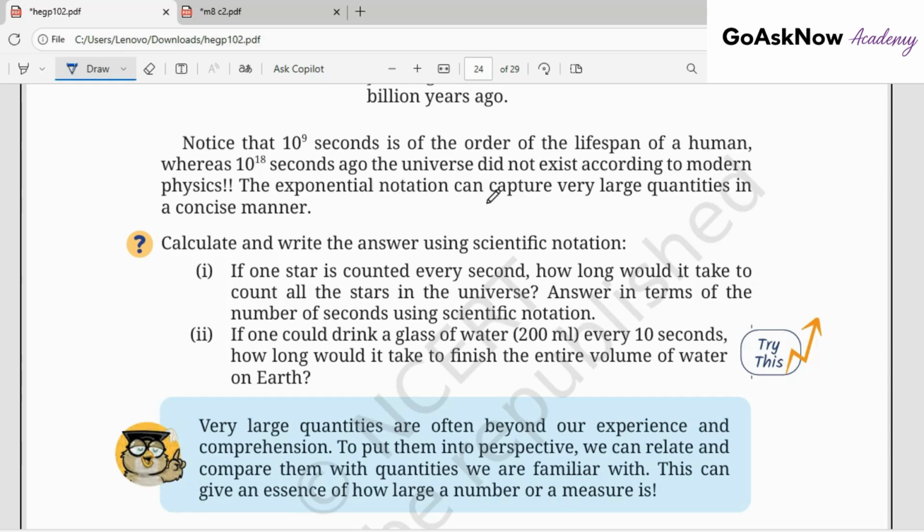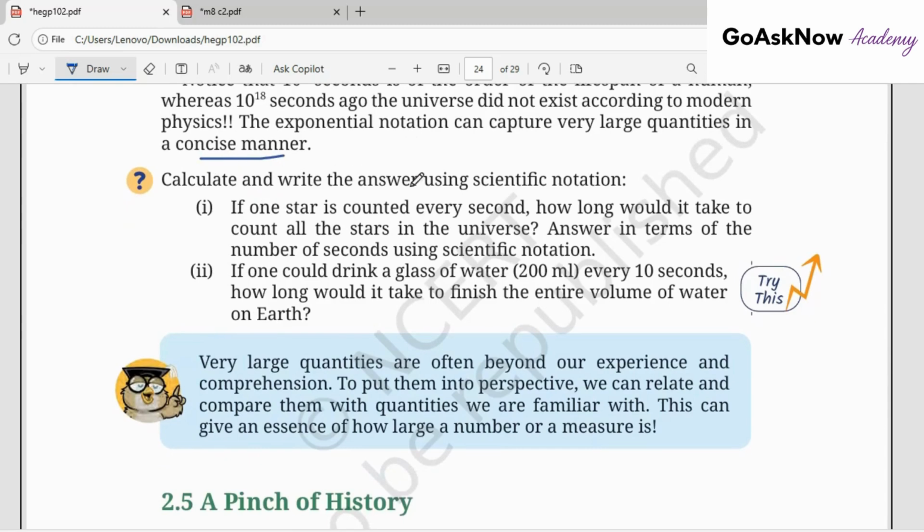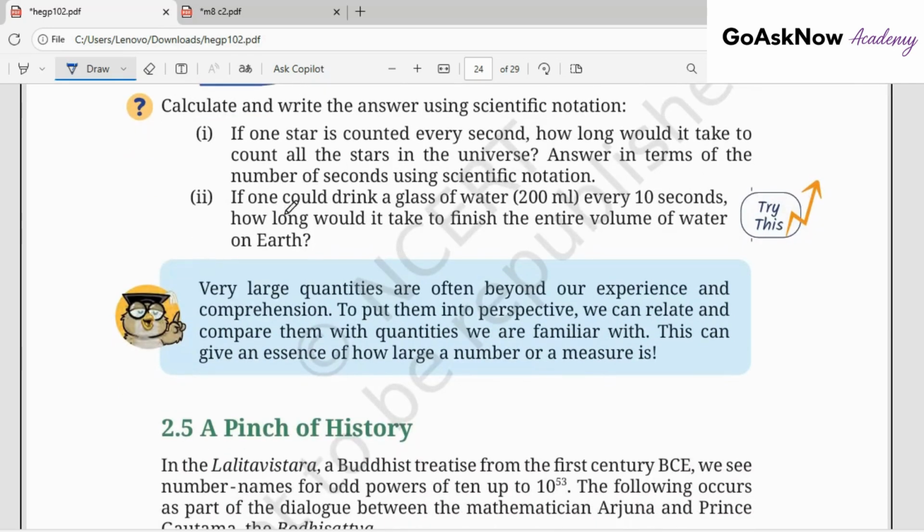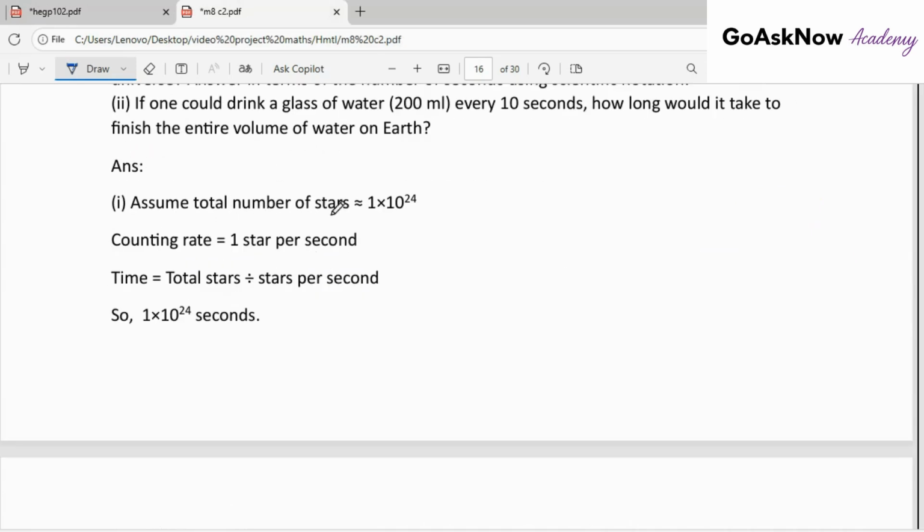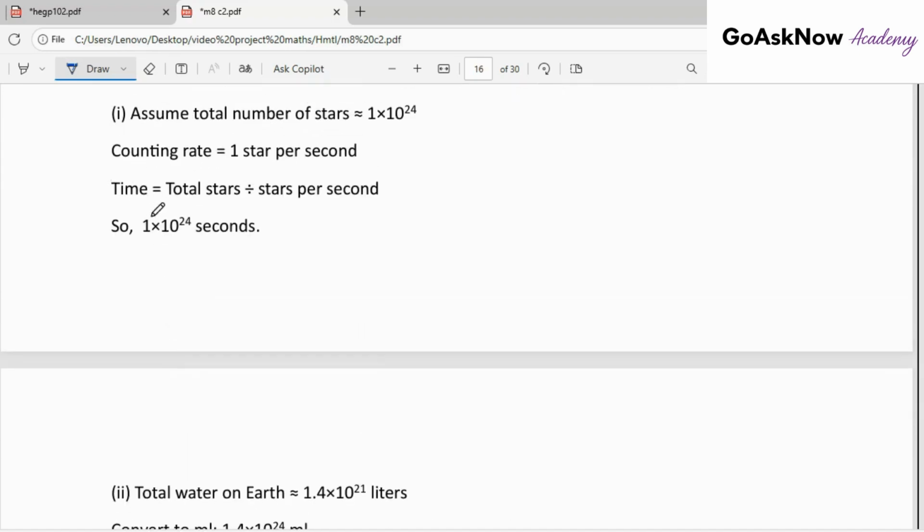The exponential notation can capture very large quantities in a concise manner. Calculate and write the answer using scientific notation. If one star is counted every second, how long would it take to count all the stars in the universe? Answer in terms of number of seconds using scientific notation. Here, assume the total number of stars is 1 into 10 power 24. Counting rate is equal to 1 star per second. Time is equal to total stars divided by stars per second. That is 1 into 10 power 24 seconds.